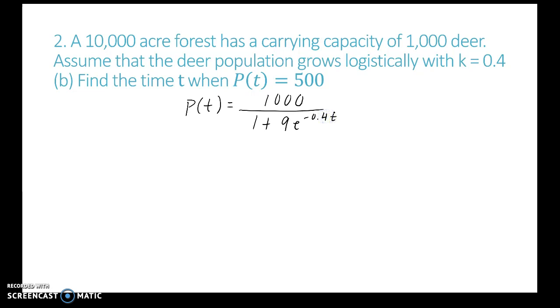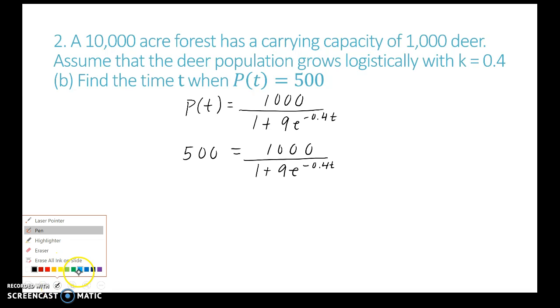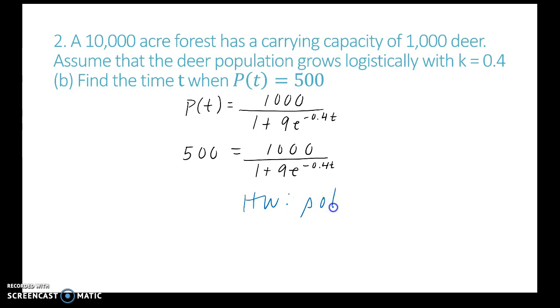Find the time t when the population is equal to 500. So replacing P of t with 500. All right, your homework this evening: solve this equation for t, and approximate it to the nearest tenth of an hour.